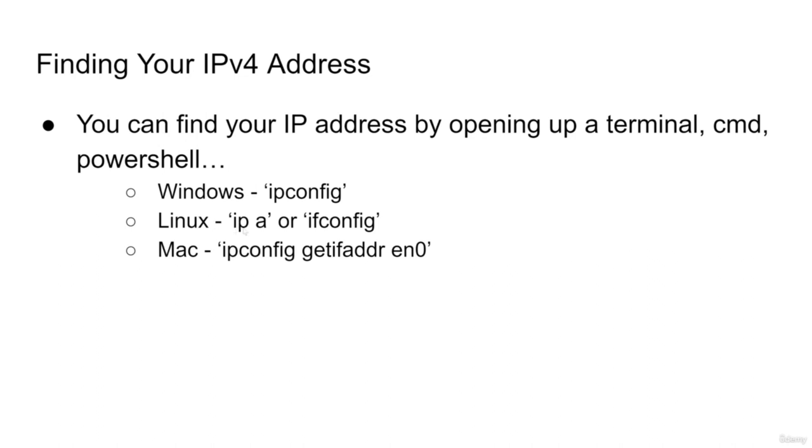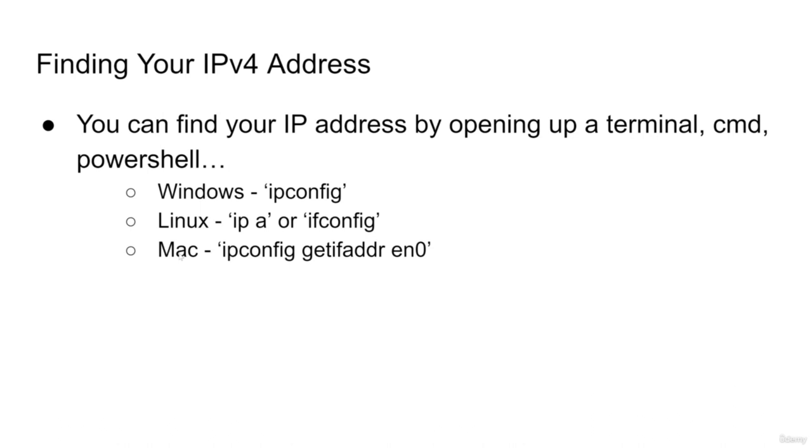On Linux, you can type ip space a, or if you have the net-tools package installed, you can type ifconfig. This used to be the primary way, but I think they're moving away from it and going to ip a. On Mac, I'm not sure if this works. I don't have a Mac.